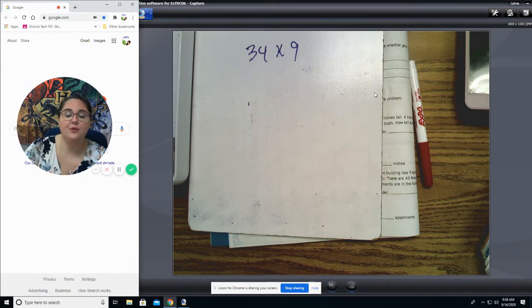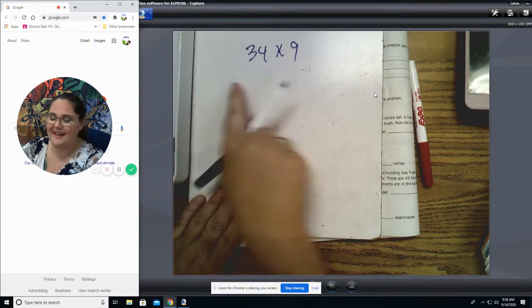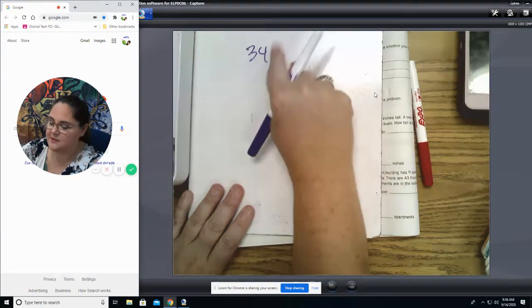So in 5th grade, we ask that you do not use lattice. From here on out, lattice is something that you can maybe use to check your work, but I don't want you to use it first. I want you to use traditional multiplication first. So the way I set up my problem, if it's written off to the side like this, I always rewrite it.